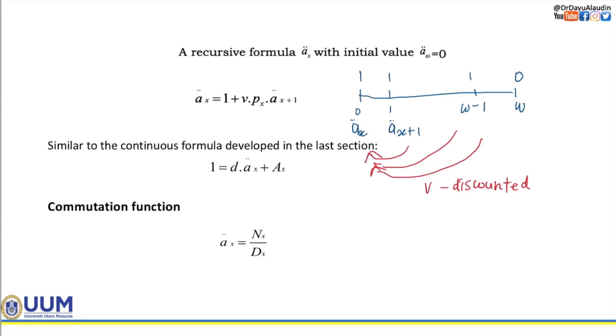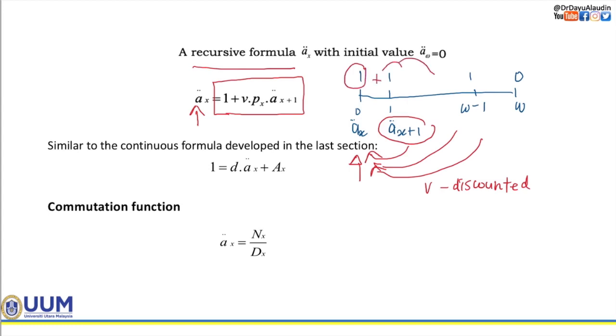So we draw the timeline. We start from 0, the payment. So at omega, it equals 0 because we pay until omega minus 1. And then, since it is a recursive formula, we discount all to t equal to 0. So that's why annuity due is equal to 1 plus v, the discount factor, times px times annuity at x plus 1. So this one plus all the payment.